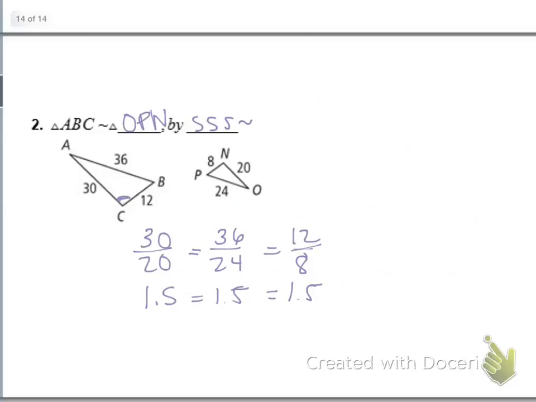So angle C would match with angle N, which means they would be the same degrees. Angle A would match with angle O, which means they should represent the same degree. So if this was 30, this would also be 30. And then my last set, B, would match with this one, which means they would be the same degrees. They would be congruent.